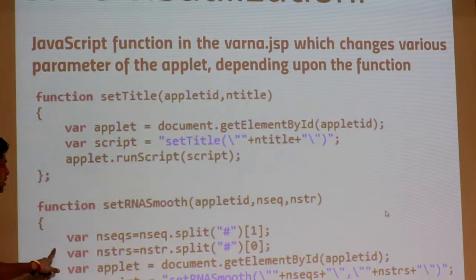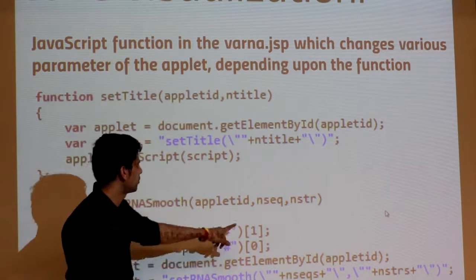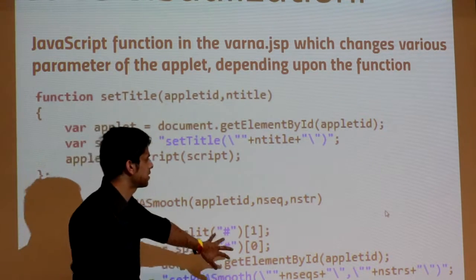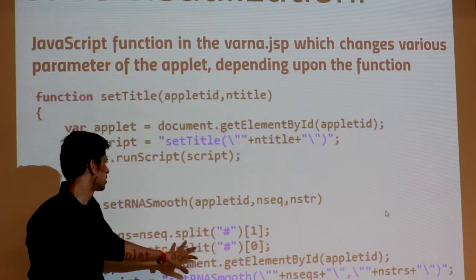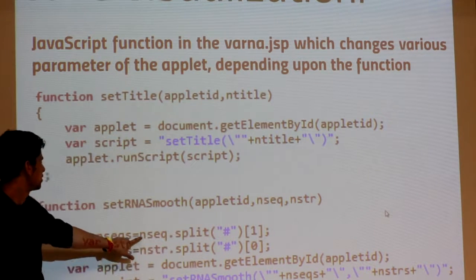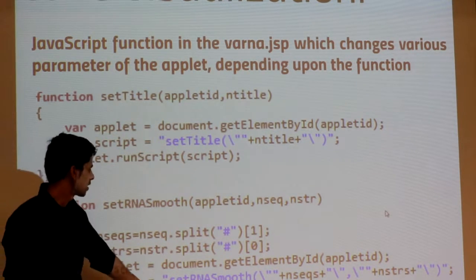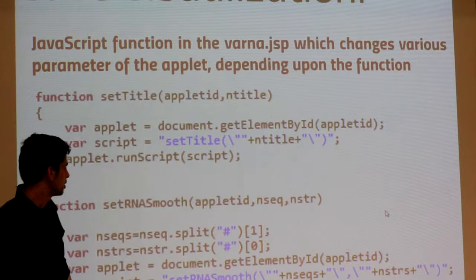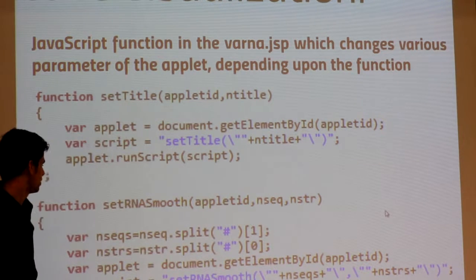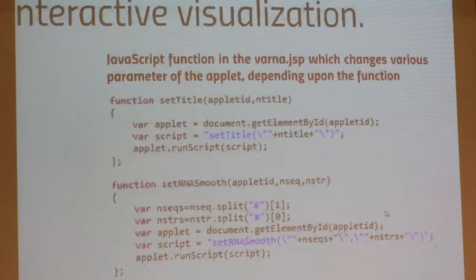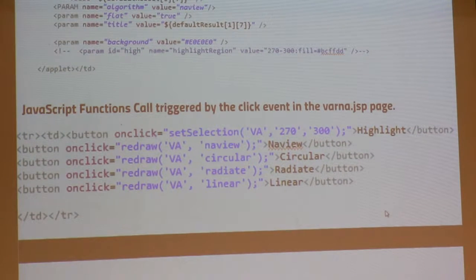Here also, I'm getting all this information, sequence and structure, in the same string, but I divided that string with a hash. So I'm splitting the string, just a little string manipulation, to get the sequence and structure, and again create a script using those values and pass it to the applet, which is the applet of the applet ID, and then run the script. This is just an example. There are a couple of other functions if you want to go and look into the code. This is how we call those functions.